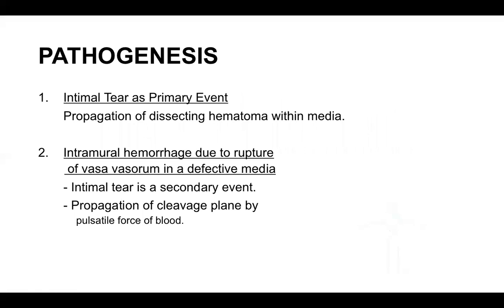I'll go through the classification a little bit, but pathogenesis being a primary intimal tear, or an intimal tear is the primary event in the ascending aorta. And recently, there's also the theory of intramural hemorrhage due to rupture of vasa vasorum in the media, with the intimal tear as a secondary event. I mean, with this pathogenesis the outcome is essentially the same, with the resultant treatment the same as well.